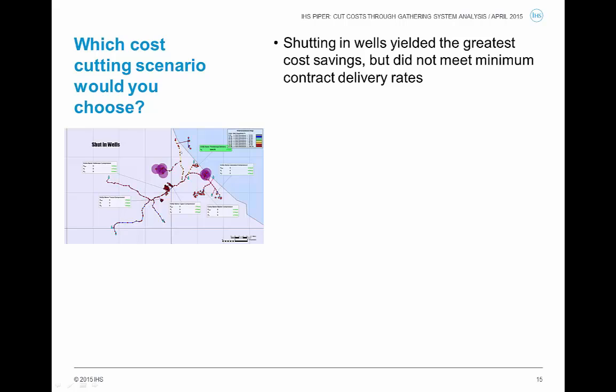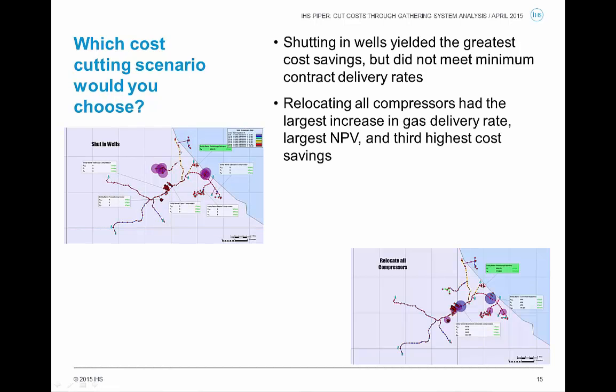Shutting in wells did yield the largest cost savings, but it did not meet the contract delivery rates. So you would need to look at either the cost incurred by not meeting that contractual obligation or start bringing wells back online. Relocating all 5 compressors had the largest increase in gas delivery rate and the largest net present value, as well as the 3rd highest cost savings, so that may be a scenario worth further investigation.